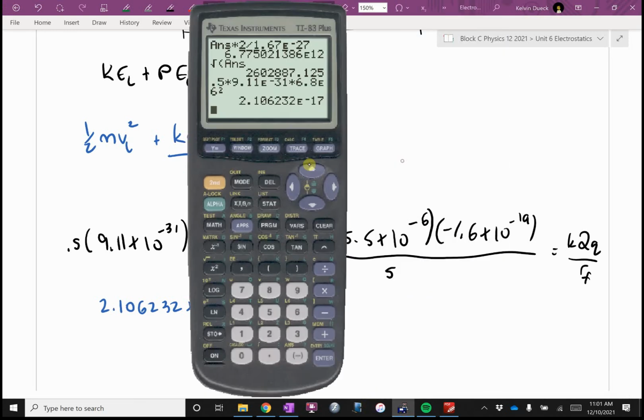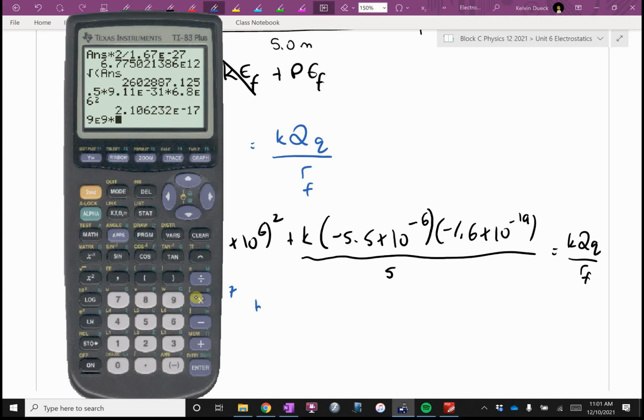Plus 9 times 10 to the 9th times negative 5.5 microcoulombs times negative 1.6 elementary charge divided by 5. Is that right, Mr. Dewick? Yeah. So really, this is being dominated by the potential energy, not by the kinetic energy, which I'm going to guess it doesn't get very far. I'm going to guess of that 5 meters that it can close in with, it doesn't cover much at all, but let's find out. Really, Dewick, is that right? No, I missed. That's not right.